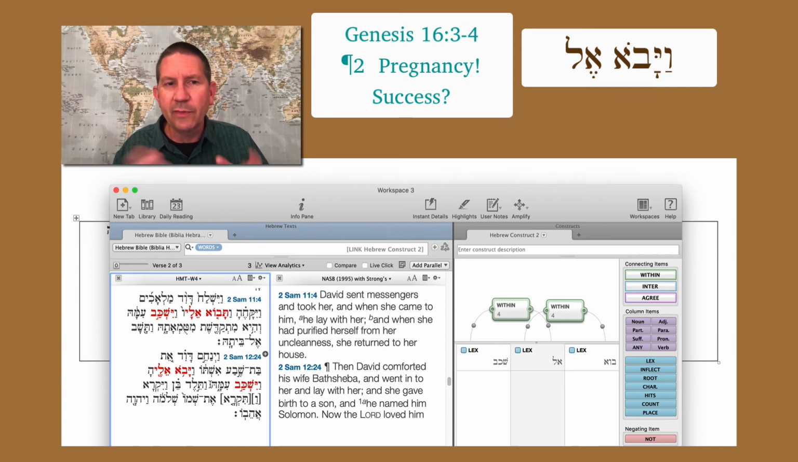So either one of those, shakav on its own or bo and el on its own, can be a euphemism. But they are exactly that. They are euphemisms. They work by metonymy. They are not explicit descriptions.